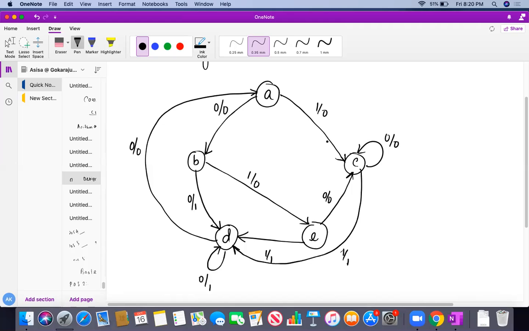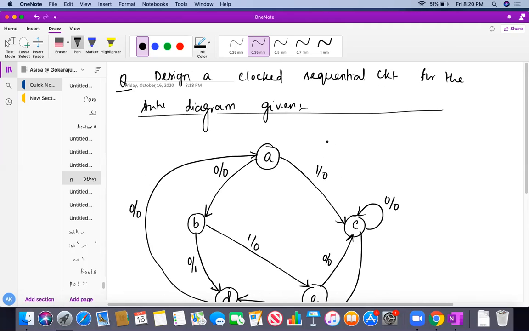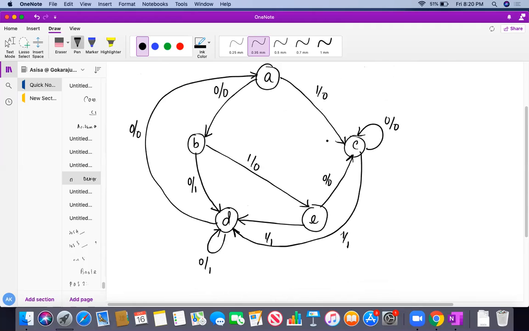First of all, you need to realize this clocked sequential circuit for the given state diagram. This is a little complicated, students. I'll tell you at the end the easiest way to do it in the GATE exam. Don't worry. Just see how many states there are: A, B, C, D, E. So a total of 5 states. And what type of circuit is this? It's a Mealy circuit.